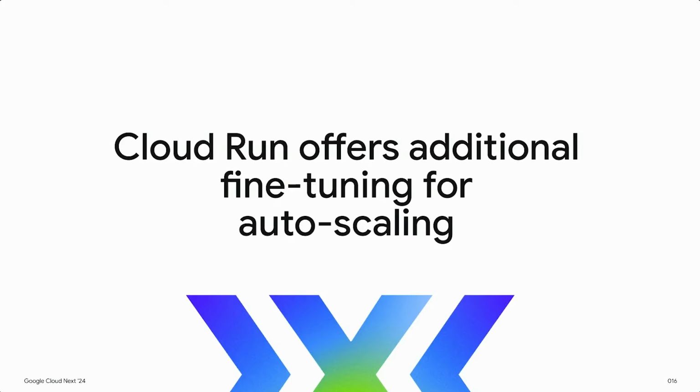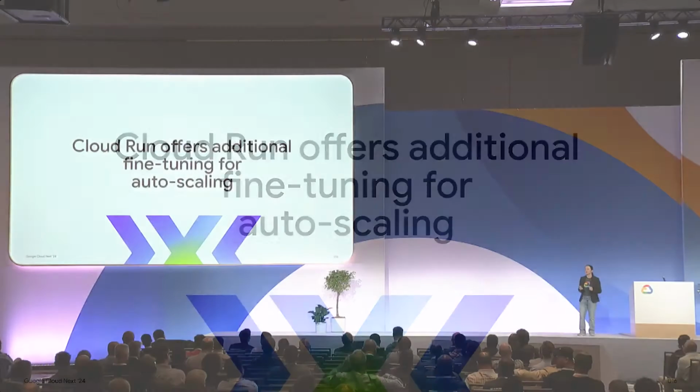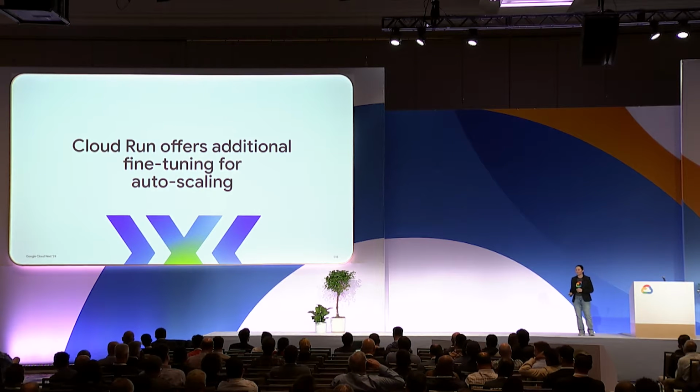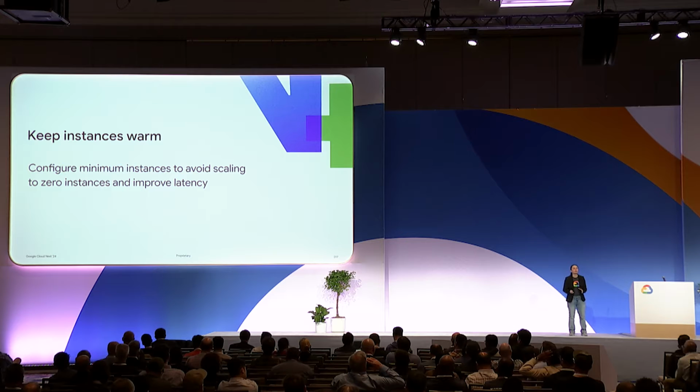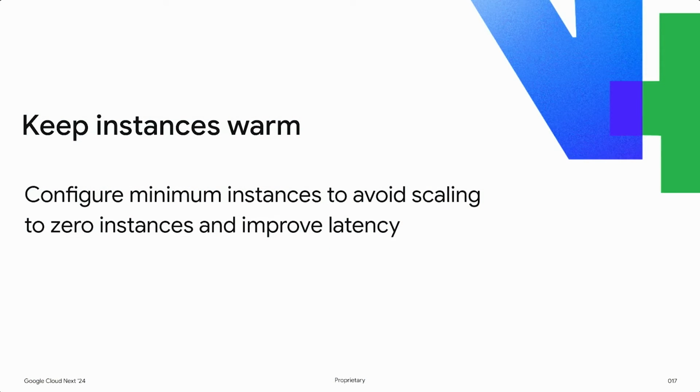Cloud Run offers additional fine-tuning and auto-scaling. So if you have certain types of workloads, you might want to take advantage of these knobs and dials that you can tweak for anticipated high-traffic events. By default, Cloud Run spins up an instance to handle serving requests. But if there are no requests, Cloud Run will keep that instance idle for 15 minutes for free before scaling back down to 0. And Cloud Run will automatically scale up more instances as needed based on incoming traffic and current CPU utilization.